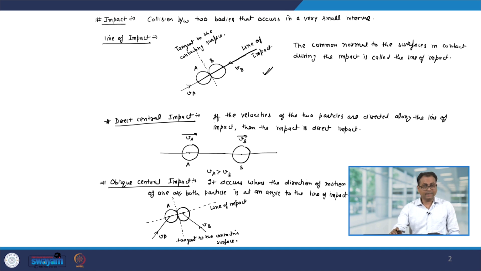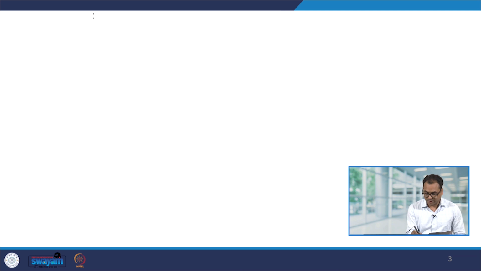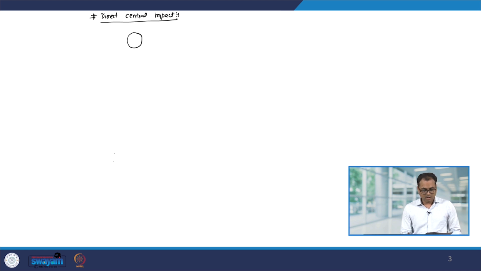Now, let us analyze the direct central impact first. So, let us say again as we keep saying, we have a particle of mass m a, let us say this is a, it is moving with velocity v a along the line of impact, and we have another particle b, its mass is m b and it is moving with velocity v b. And of course, for the impact v a should be larger than v b. This is the case before the impact.